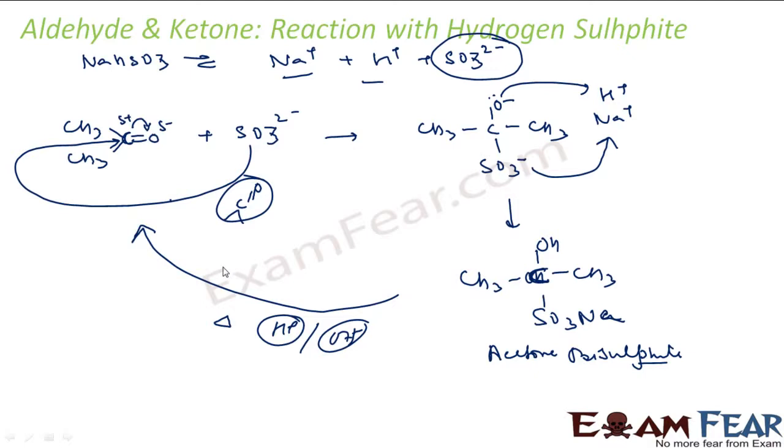So this is also used for the purification of aldehydes and ketones, because if it has some impurities, you can ignore that. Correct? Because you can easily get back your reactant by just heating with H+. So it is used to separate carbonyl compounds and non-carbonyl compounds, and it's also used to purify aldehydes and ketones.